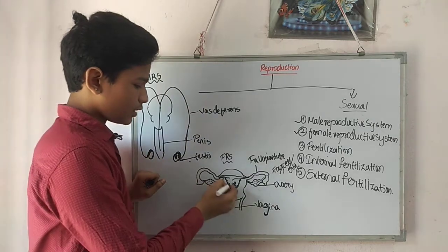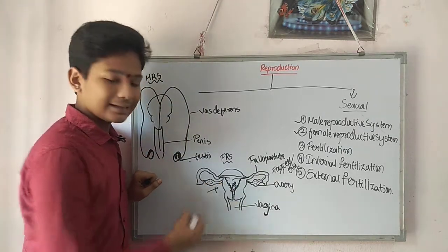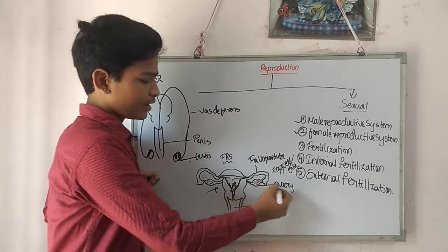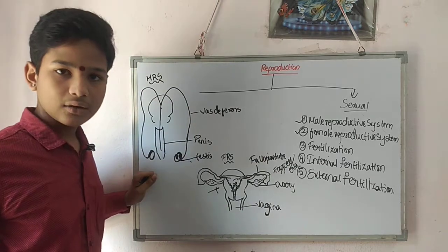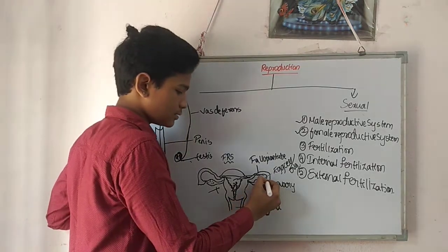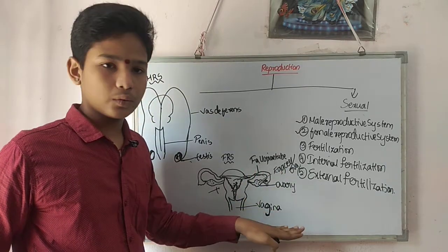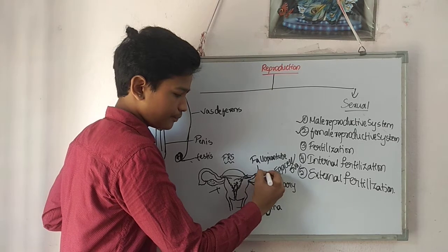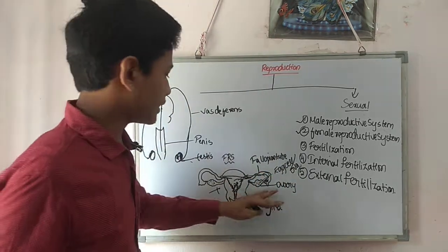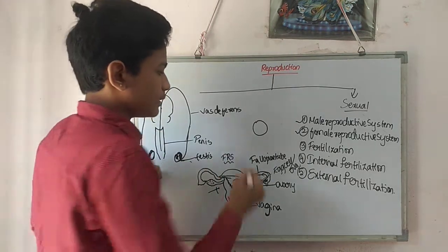If the sperms go into the wrong fallopian tube, they die. If the sperms go into the correct fallopian tube, the ova is released from the ovary. The sperms reach there and come near the ova.